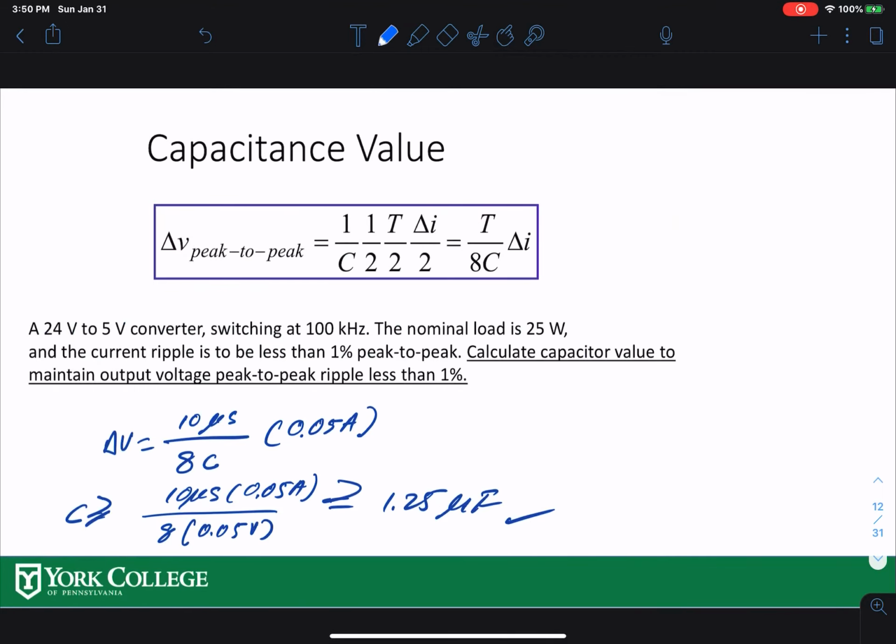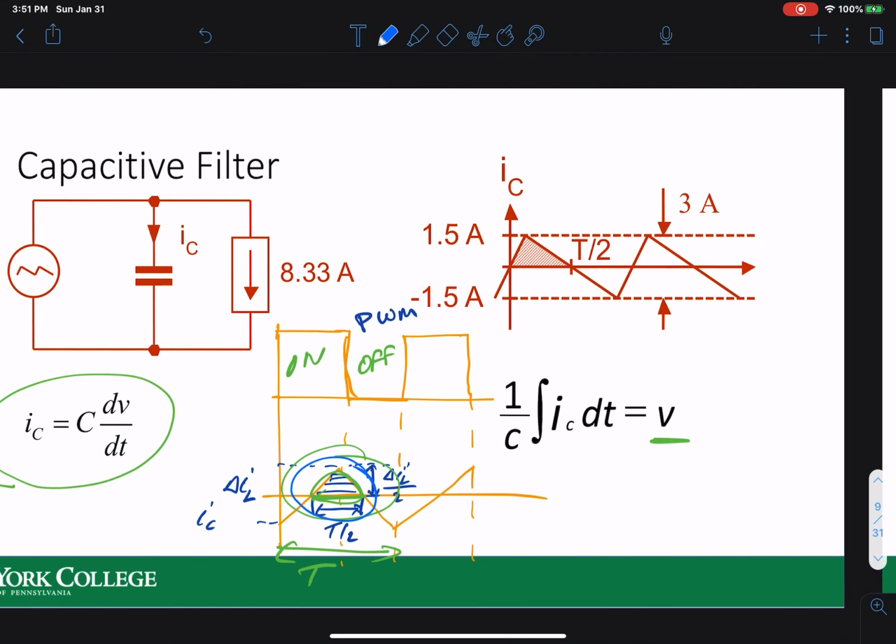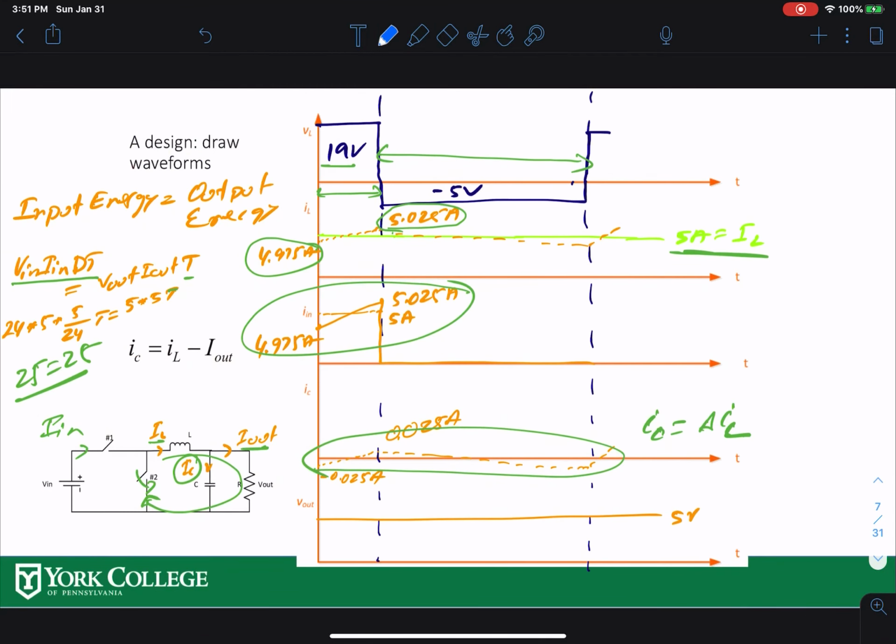So if I use the equation for our design here, I'm looking for C. We have T is 10 microseconds, and my inductor current peak-to-peak ripple is 0.05 amps. So C should be greater than or equal to these values over here. If I put all the values in, I will get 1.25 microfarad. So that's the capacitor.